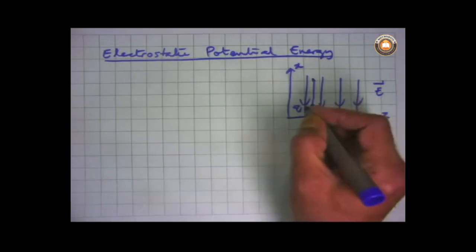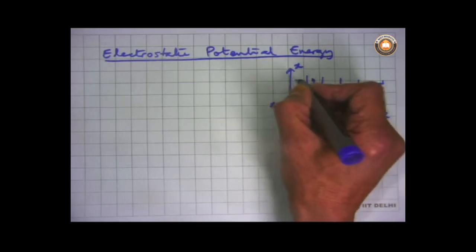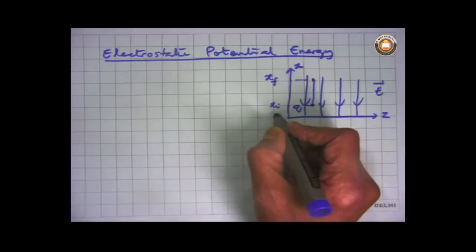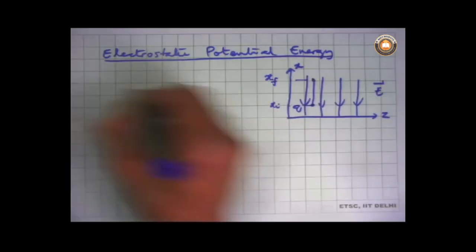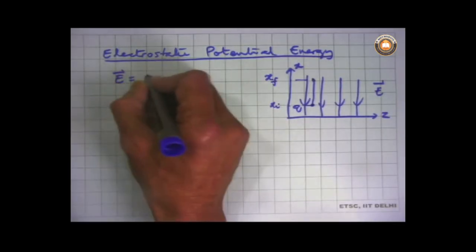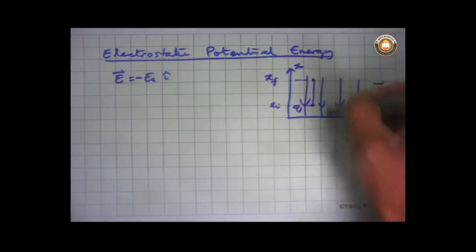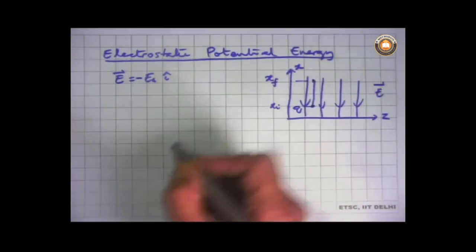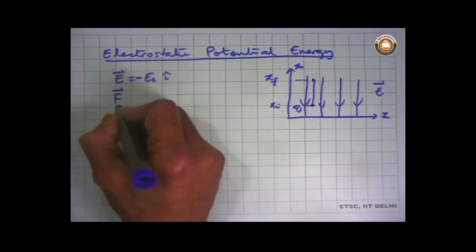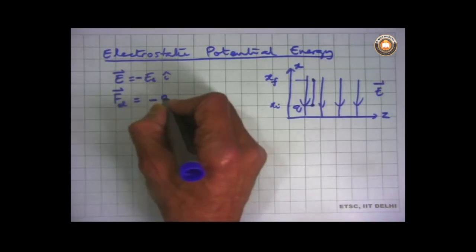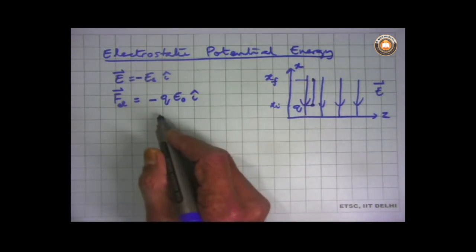So, let me assume that I have an object at this point. Let me call this position as xi and this position as xf. i stands for initial, f stands for final. So, my electric field is pointing downwards. As you can see from here, electric field is some constant E naught times i cap with a minus sign. The electric field is pointing in the minus x direction, it is pointing downwards. So, what is the electrostatic force on the charge? It is minus q E naught i cap. That is the electrostatic force.